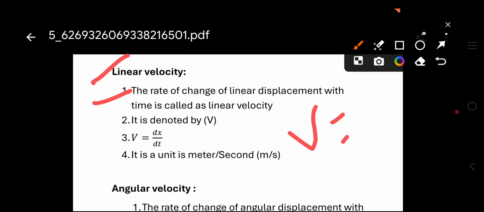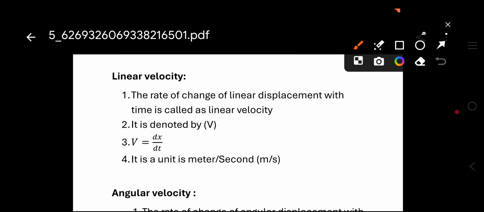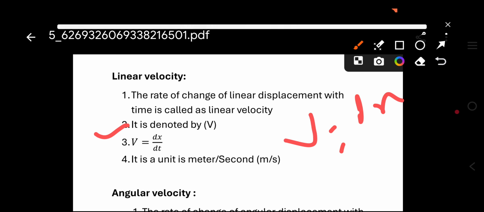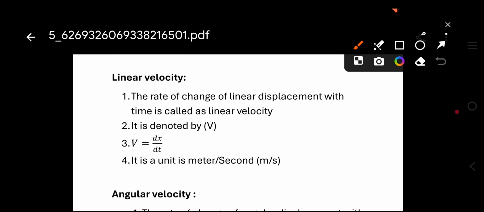Linear velocity is equal to displacement upon time. Linear velocity is denoted by v, and it is given by v equal to dx upon dt, where dx upon dt means the rate of change of displacement with time. The SI unit of linear velocity is meter per second.